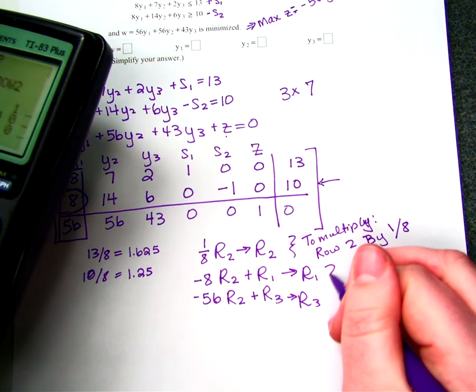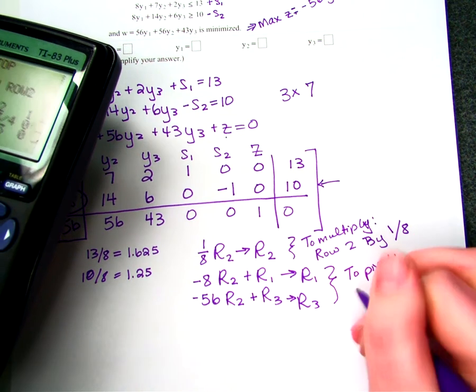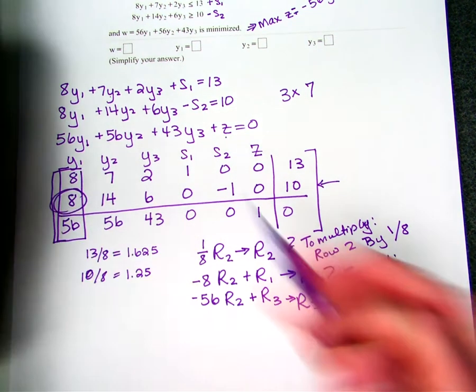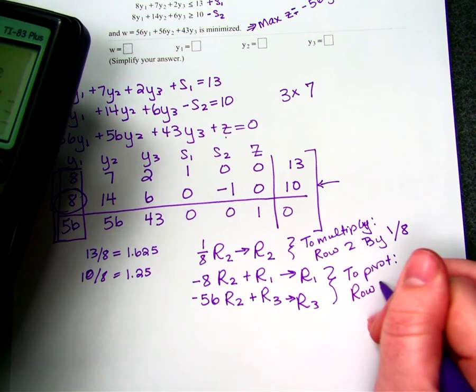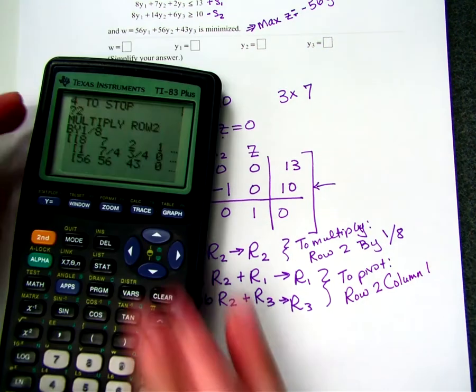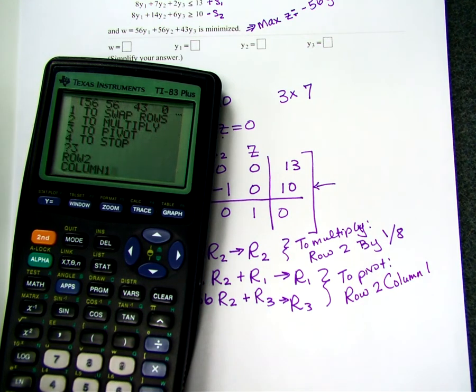In your calculator, turning numbers into zeros is taken care of by the to pivot option. And we'll be pivoting around row 2, column 1. That's where our pivot position is. So in your calculator, we're going to be pivoting around row 2, column 1.